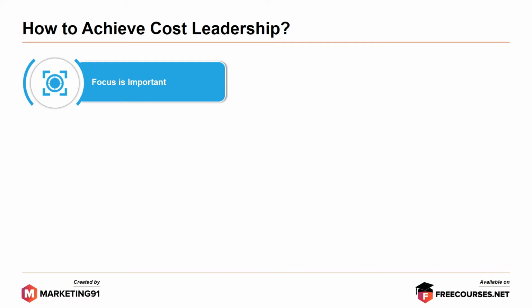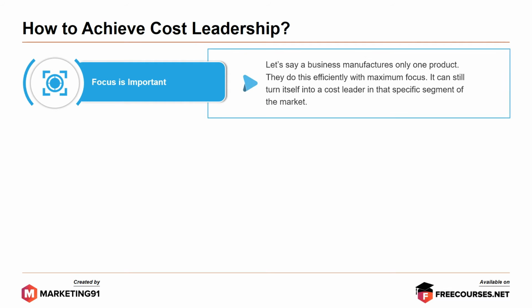Next, focus is important. A business can be a cost leader without being large in size. Let's say a business manufactures only one product. They do this efficiently with maximum focus. It can still turn into a cost leader in that specific segment of the market. In other words, greater the focus a business has on its products, greater is the possibility that it becomes a cost leader in that segment.